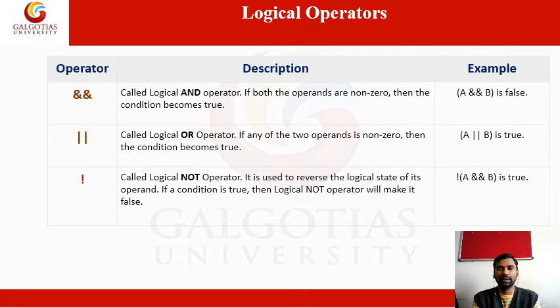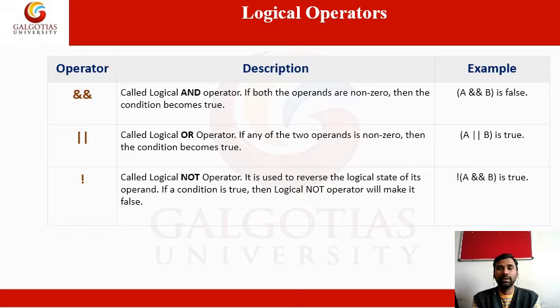Next one is logical or. We use the pipe symbol, the double pipe symbol. This is called the pipe symbol. It looks like a vertical line, a double vertical line. This double vertical line is called the pipe symbol. So a pipe symbol b is true if either is true.